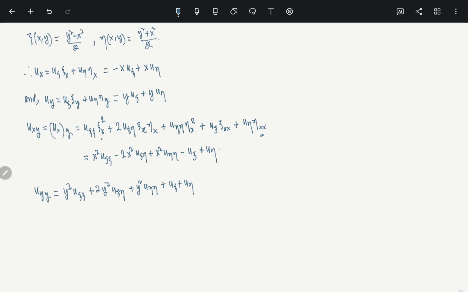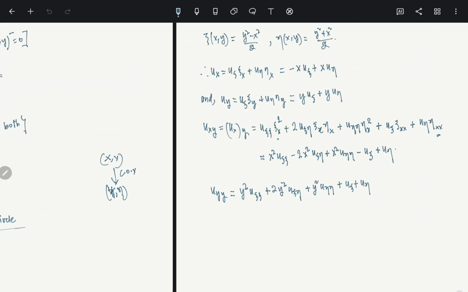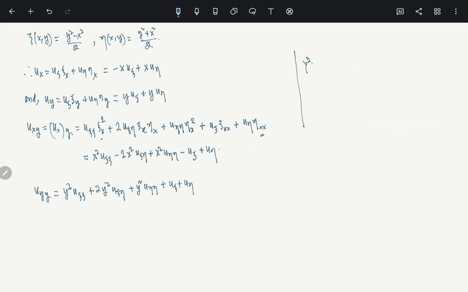And also, what is our original equation? If you remember, our original equation is y squared uxx minus x squared uyy equals 0. That's our original equation. Now see, from here you see that xi plus eta is y squared. You see? Yes, y squared.